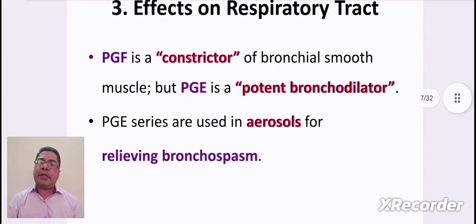Coming to the respiratory tract. PGF is a constrictor of the bronchial smooth muscle, whereas PGE is a potent bronchodilator. PGE series are used in aerosol for relieving bronchospasm.